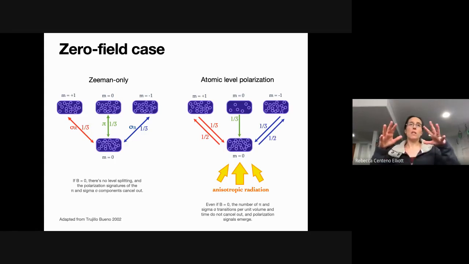And then those atoms sitting at higher layers experience a different amount of radiation coming from below than coming from the sides. So it's this anisotropic illumination that is able to create this imbalance in the populations of the magnetic sublevels, and therefore emergent polarization signatures in the spectrum. These polarization signatures generated in this way are usually referred to as scattering polarization.